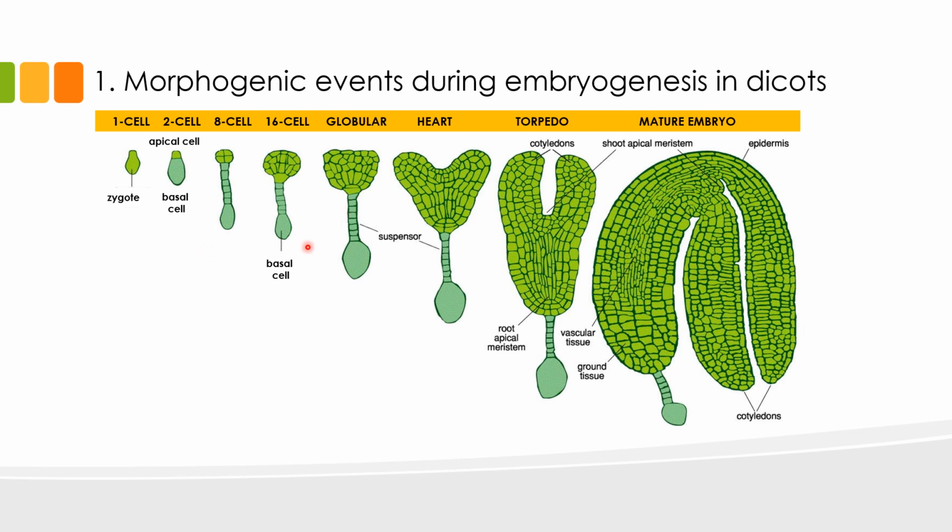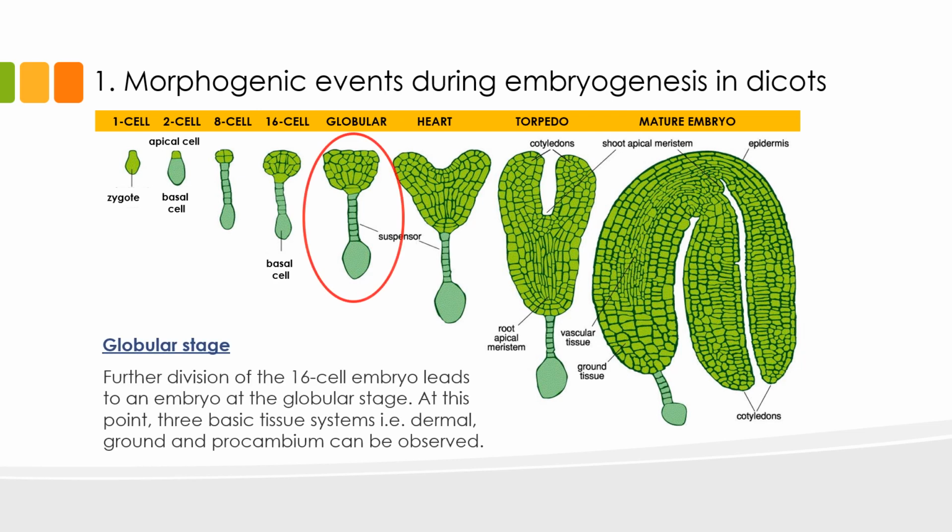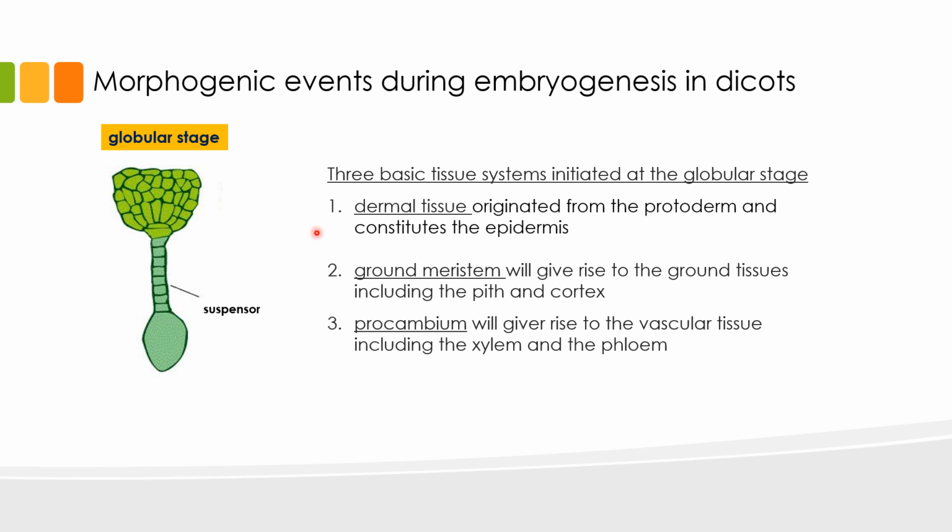Further division of the 16-cell embryo leads to an embryo at the globular stage. At this stage, three basic tissue systems can be observed: the dermal, ground, and procambium tissues. The dermal tissue originated from the protoderm and constitutes the epidermis. The ground meristem will give rise to the ground tissues, including the pith and cortex. Lastly, the procambium will give rise to the vascular tissues, including the xylem and the phloem.